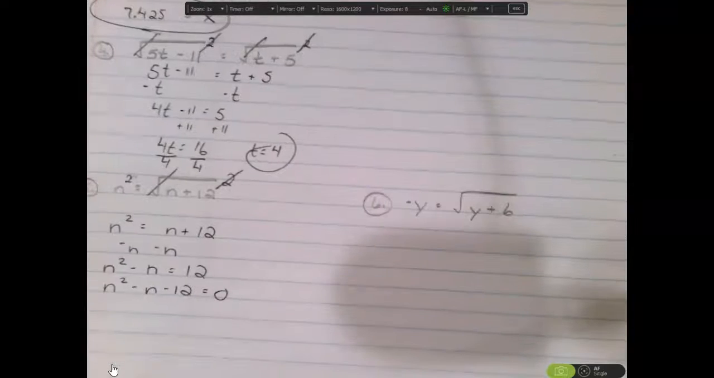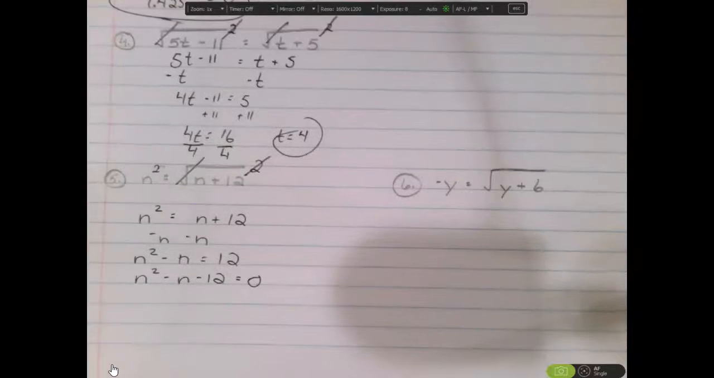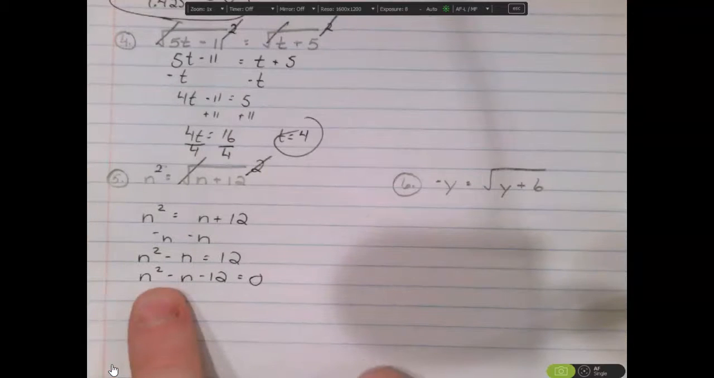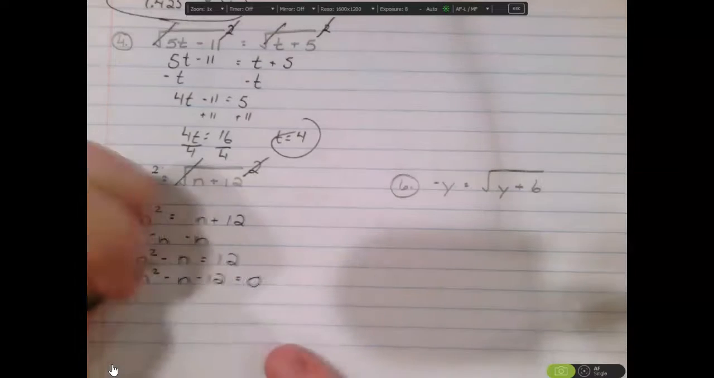So let's go ahead and factor it out, and see what we can find for n. Now, because n is squared, off the bat, you should already know how many answers you should get. And the answer is you should have 2 answers here. So let's go ahead and factor it.